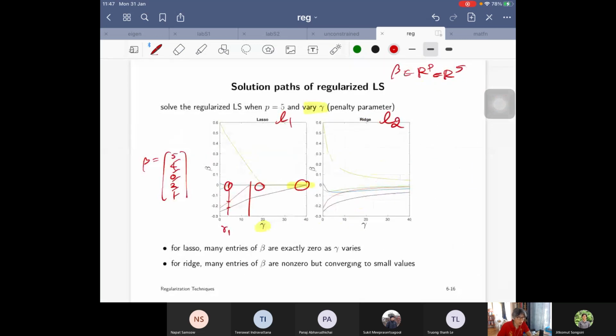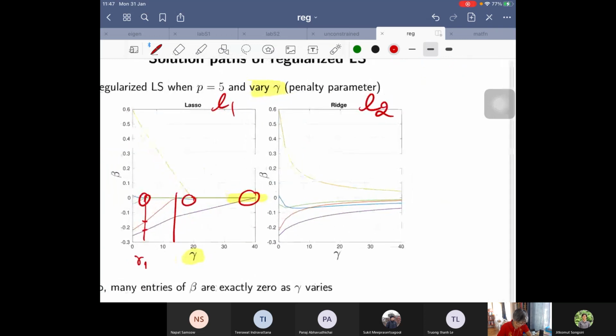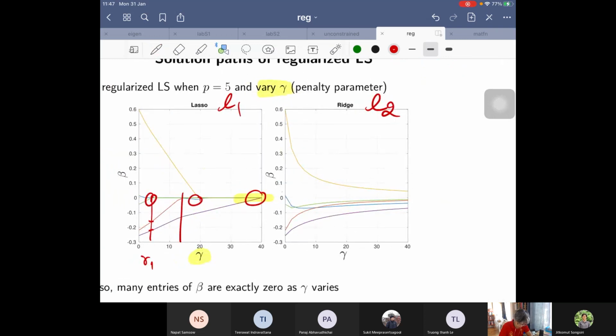Now, in comparison to ridge regression, what do you see? I would like to make a note here that 0 is around here. So when gamma is big, who can give me the closed form solution of ridge? Panat, can you give me that? The closed form solution of ridge is, Panat.